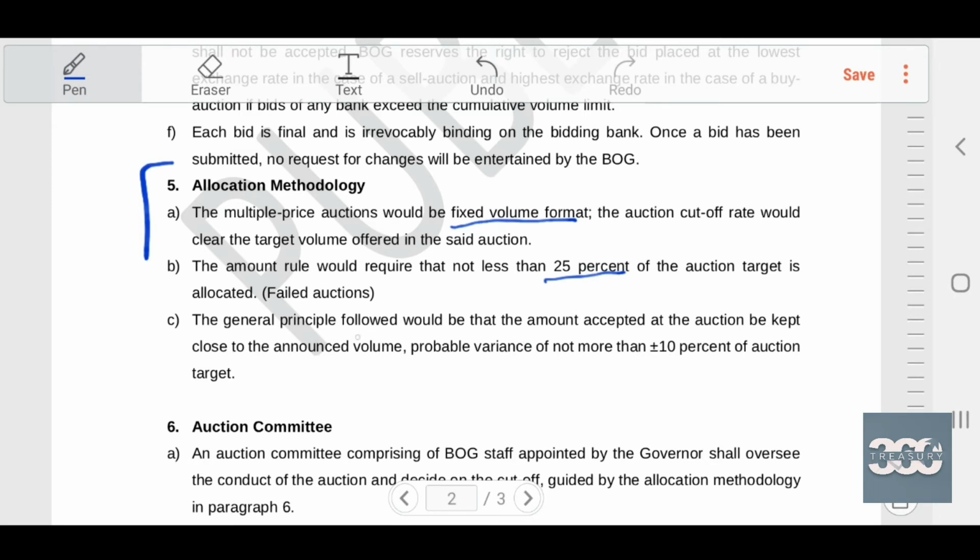Now the general principle followed will be the amount accepted at the auction be kept close to the announced volume, with a probable variance of plus or minus 10% of auction target. So the central bank advertises 50 million. They want to achieve 50 million plus or minus 10%.